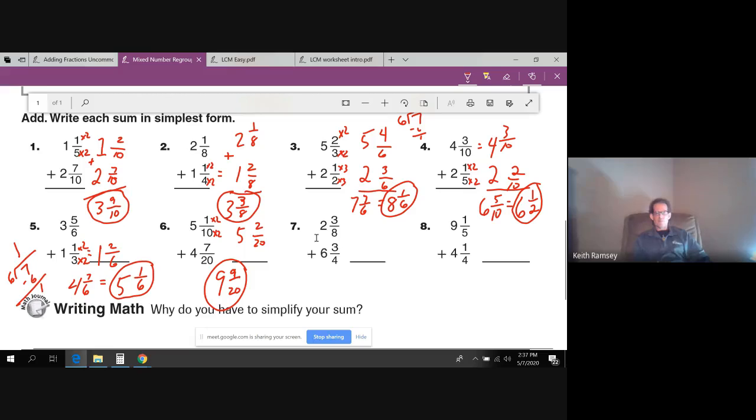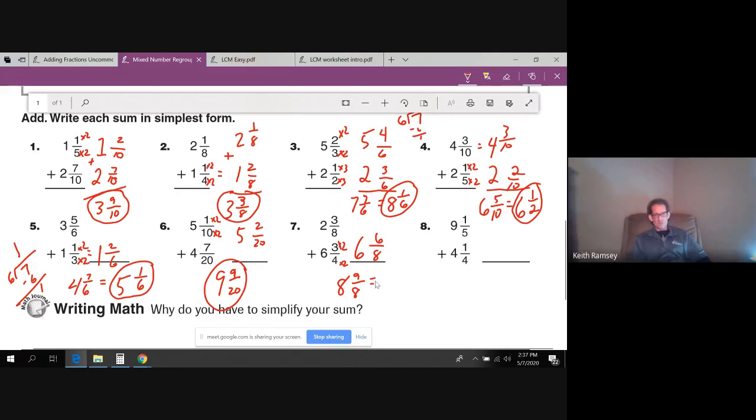Let's look at number 7. I have 8 and 4. 4 isn't prime, but it is a factor of 8. I know 2 times 4 is 8. So 8 is going to be your least common multiple. Don't change this top mixed number. Just change this one. So I have 4 times 2 is 8, and I have 2 times 3 is 6. The whole number stays the same. Now I'm ready to add 2 plus 6, the whole numbers would be 8. The numerators, 3 plus 6 would be 9. And your denominator stays the same.